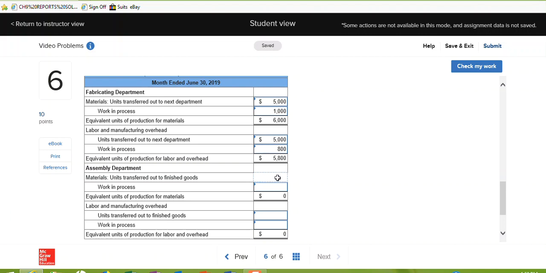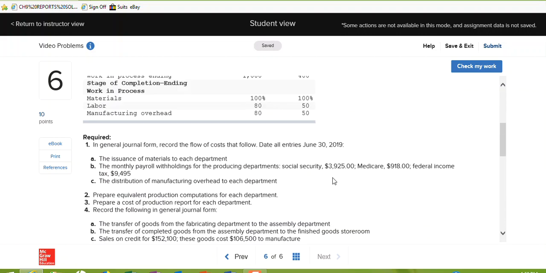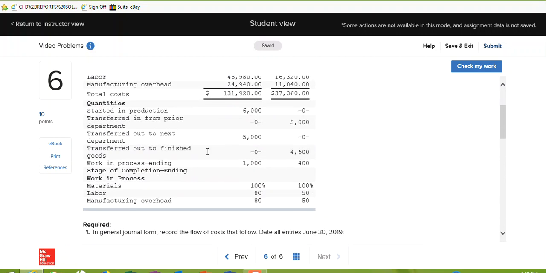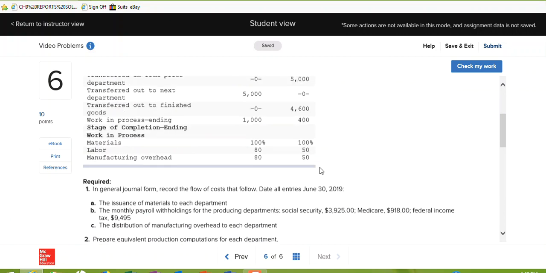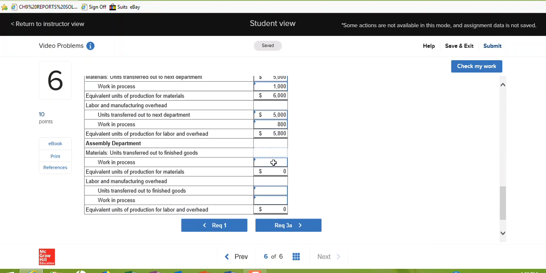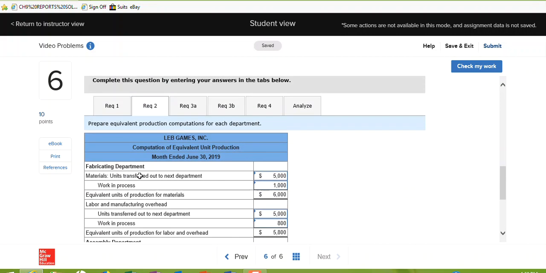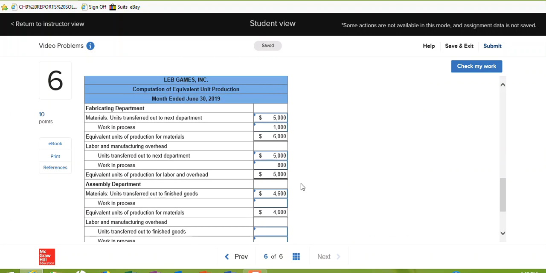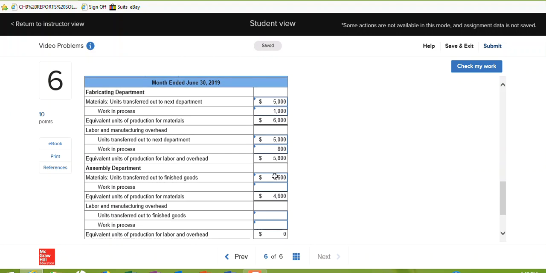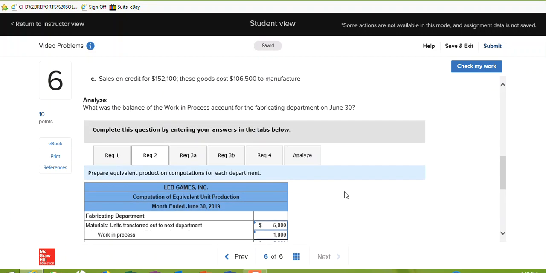And the assembly department, we're going to do the same thing. Units transferred out to finished goods was up here on the chart, right here, 4,600 units. And you'll notice up here in this part, these transfers went to the next department. These go to finished goods, and that's because the assembly department is the last department before the stuff is finished. So it gets fabricated, then it goes to assembly, and then it's done. So these go out to finished goods, and then we've got work in process for materials.